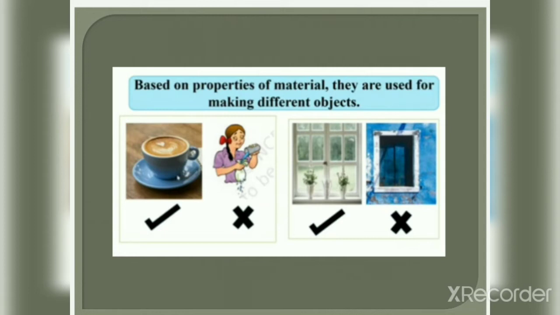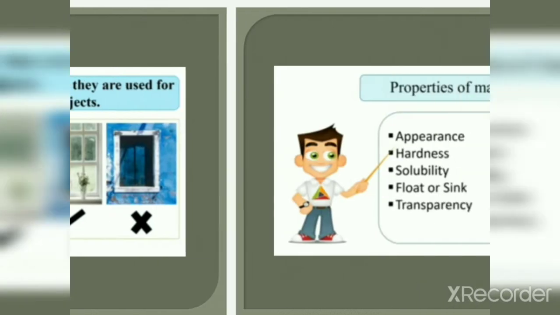For example, a tea or coffee mug is always made with clay or plastic material because its purpose is to hold the liquid. And if we try to make a coffee mug with cloth material, it will not be able to hold the liquid. Similarly, windows are always fixed with glass, so that we can always see outside even when they are closed. So now we know that based on a property of a material, it is used for making different objects.